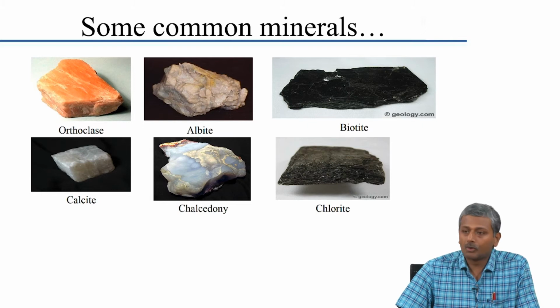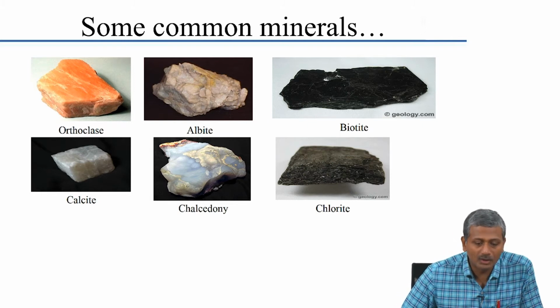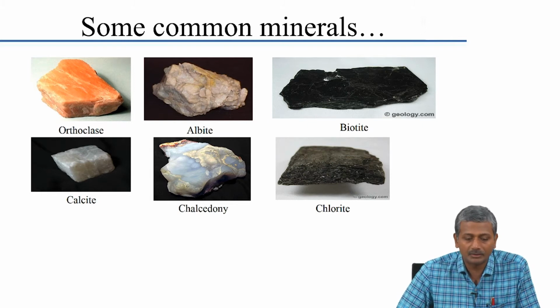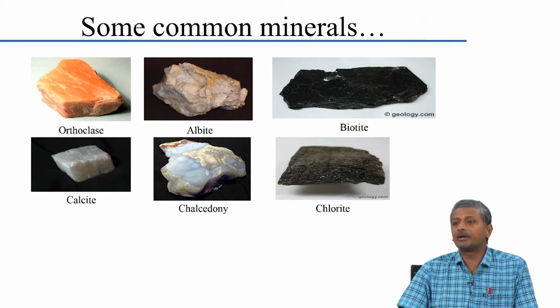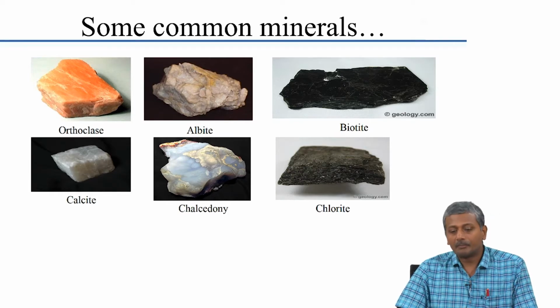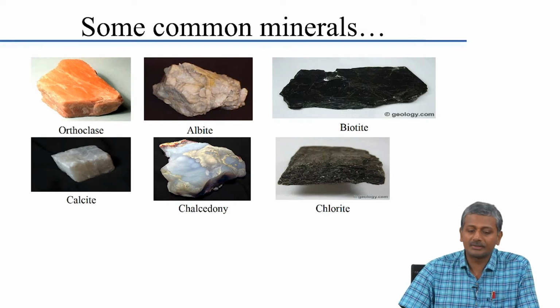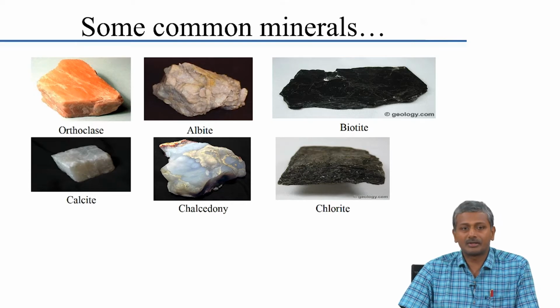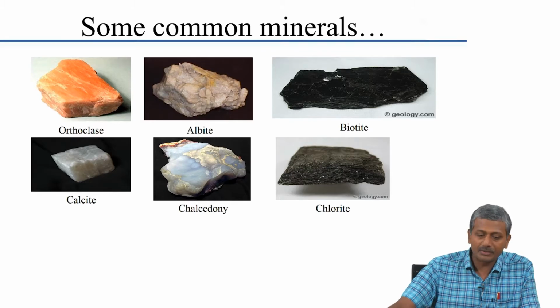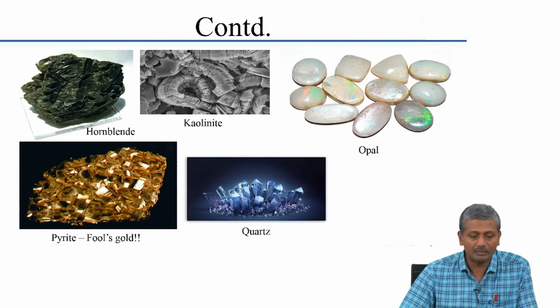So, some pictures of common minerals. You have orthoclase, albite, biotite. Orthoclase and albite are basically feldspar minerals. Biotite is a micaceous mineral, right? Calcite, of course, you know, calcium carbonate. Chalcedony, you can see the irregular structure that it is showing, and chlorite. So, these are all different types of minerals that you can actually get in the natural environment.